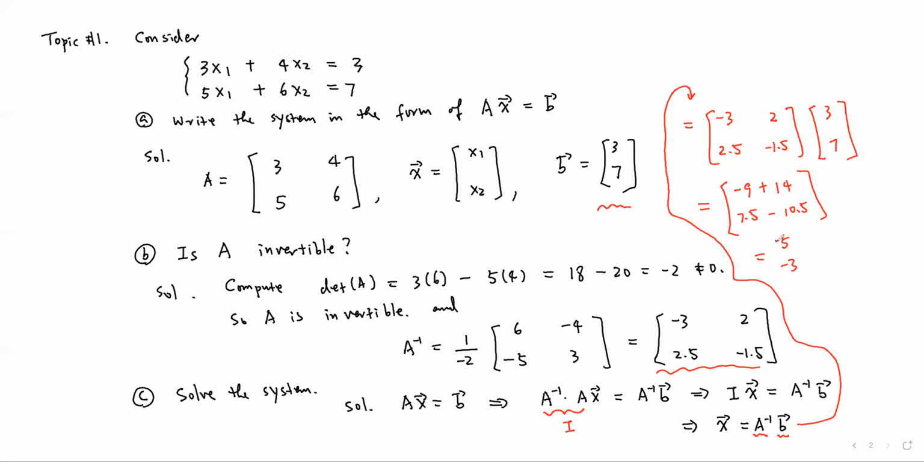The second entry is 3. So the solution is 5, 3. That means that x1 is equal to 5 and x2 is equal to 3. Yeah, this is the solution of this linear system.